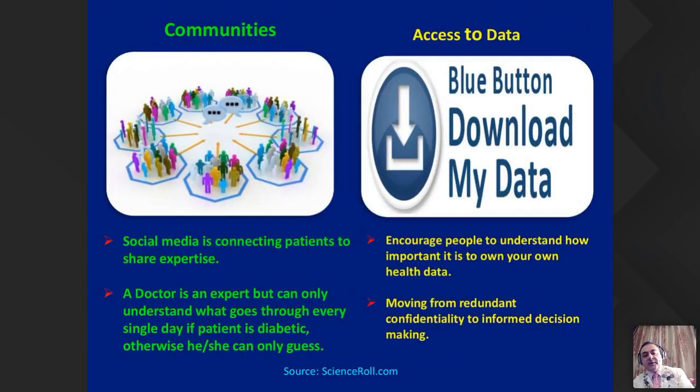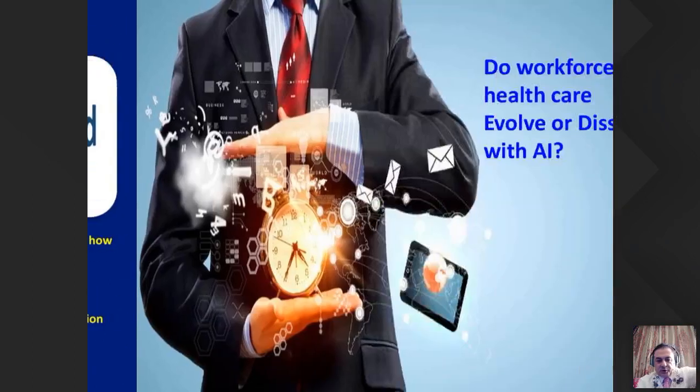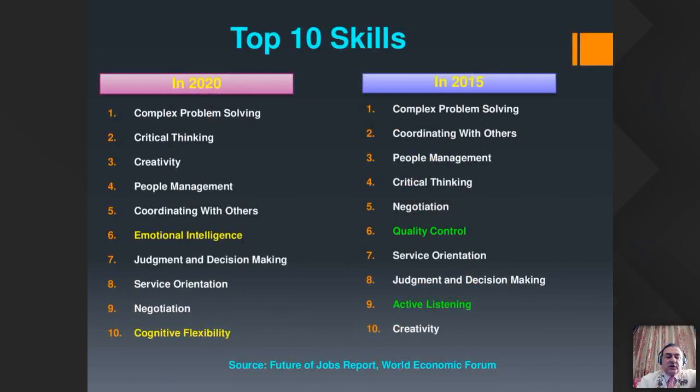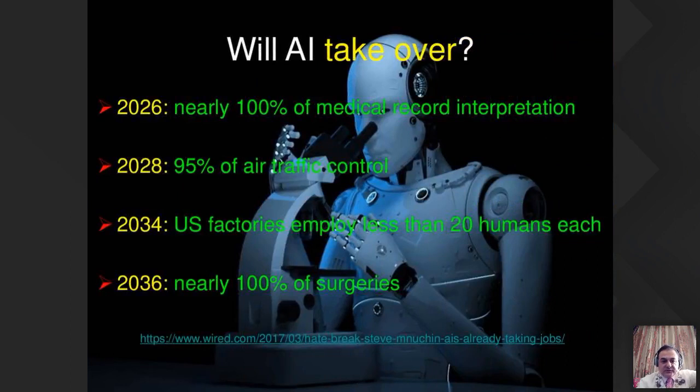Similar things for cloud, and now we have what we call cloud communities that have started to talk about what new diagnosis or what new dimensions we open. Workforce: are they dissolving or evolving with artificial intelligence? In 2015 or 2020, there was a set of skills that were needed. As you could see, emotional intelligence is very important in 2020. So we are still in need. Cognitive flexibility is another aspect. So these skills are needed for a new workforce.